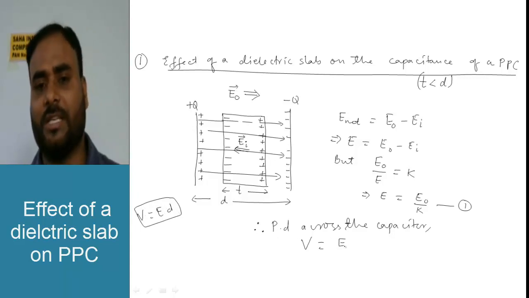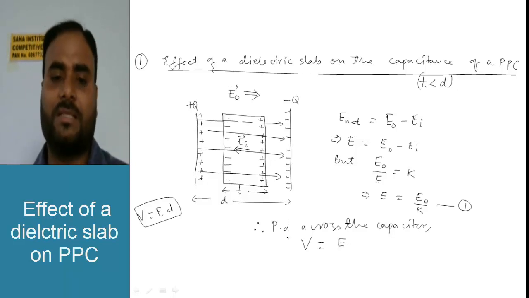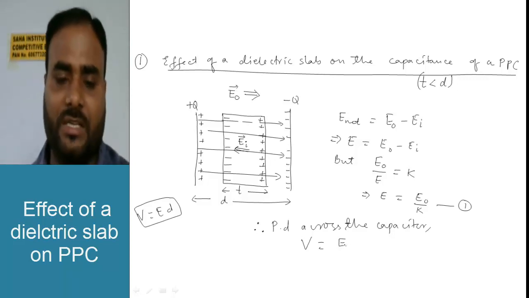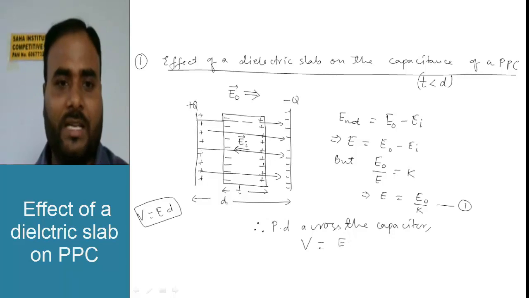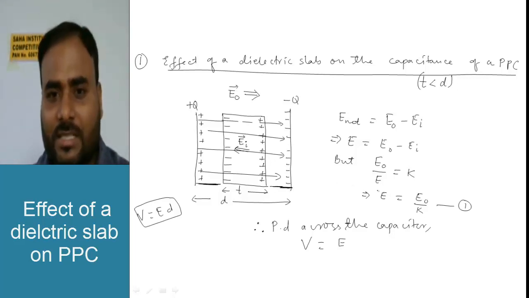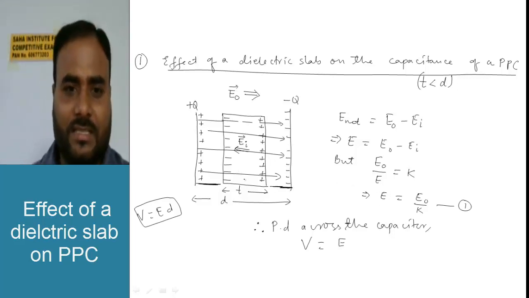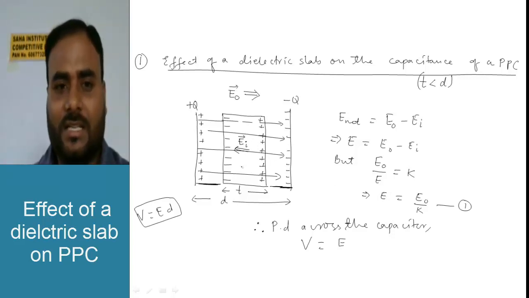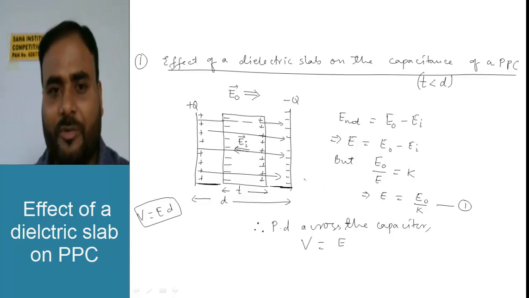So I'm going to use the same thing, but the problem here is there are two kinds of electric field we have here. One is E naught, that is available within this empty region here, and another is E net, which is only E, that is available here. It's not E naught. Try to understand. It's only E, which is the net field.